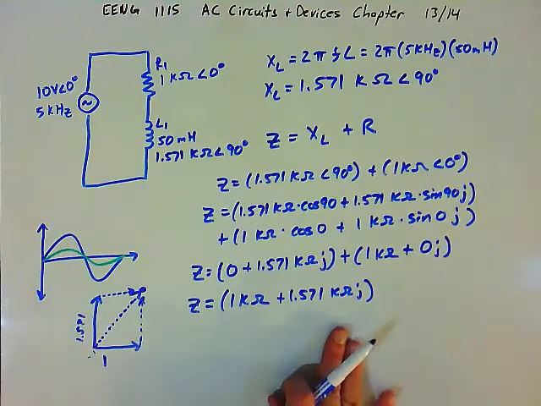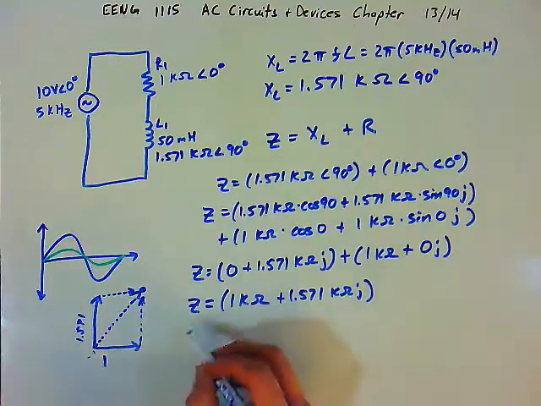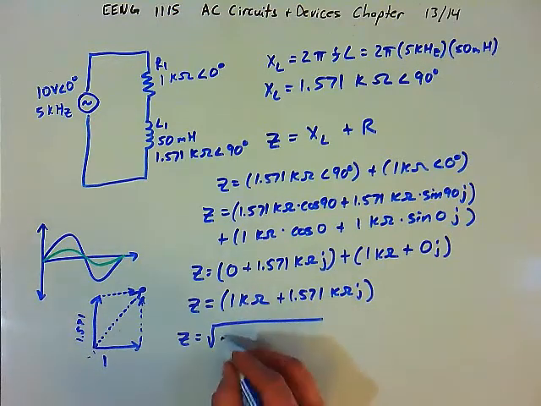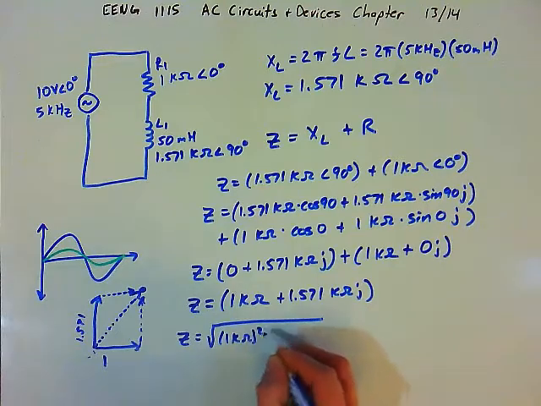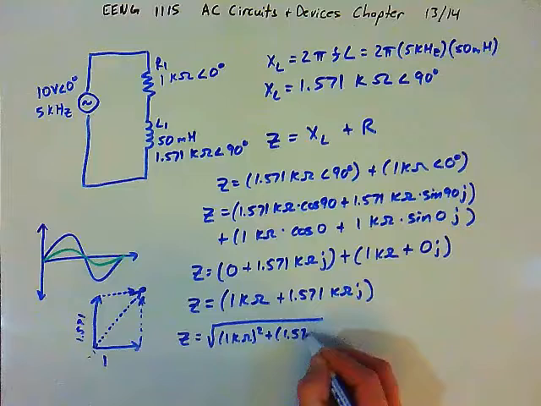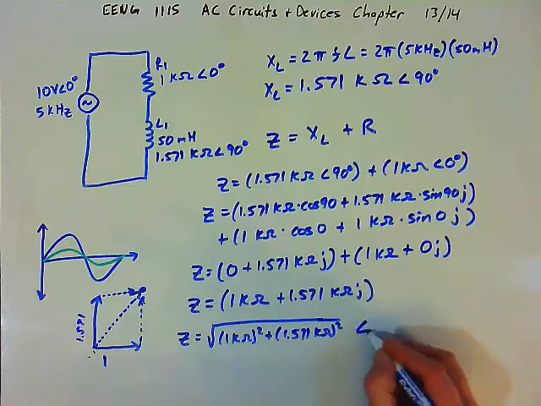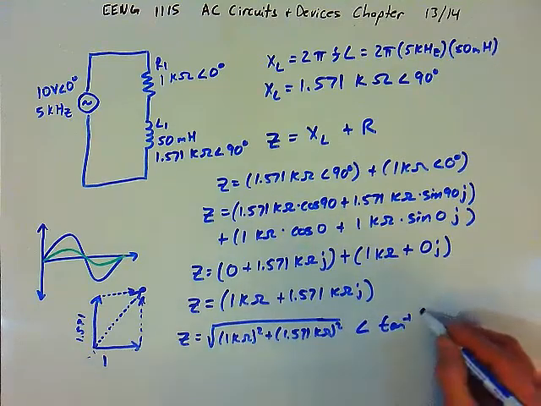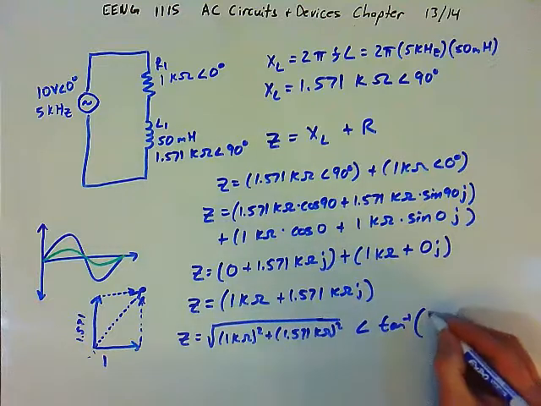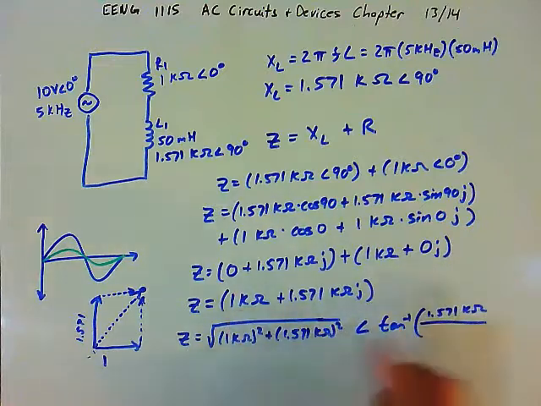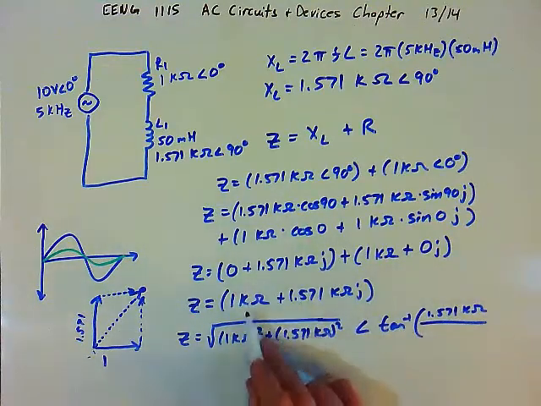It's in rectangular form. I really need this to be back in polar form. And so to find the magnitude in polar form, we're going to take the square root of x squared plus y squared. So that's going to be 1 kilo ohm squared plus 1.571 kilo ohms squared. That'll be the magnitude. The angle will always be the inverse tangent of the y component, which is 1.571 kilo ohms, divided by 1 kilo ohm, the x component. Y divided by x. So it's always inverse tangent of y over x. So the x is 1 kilo ohm.